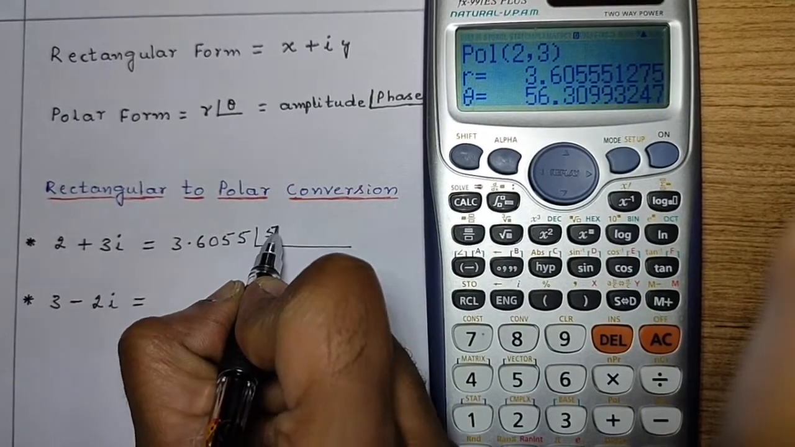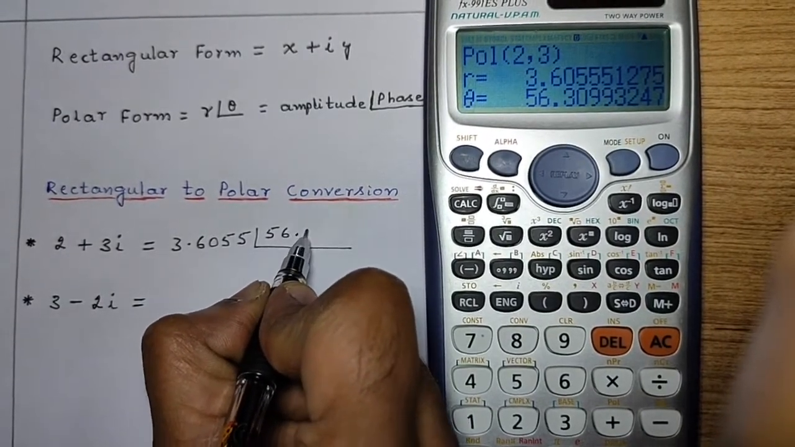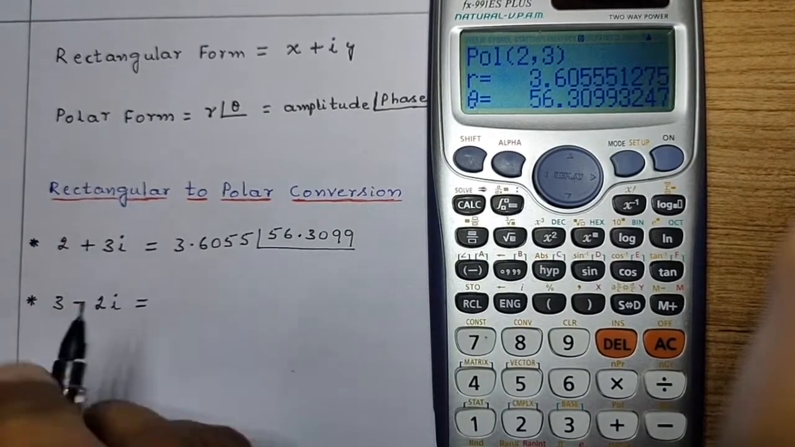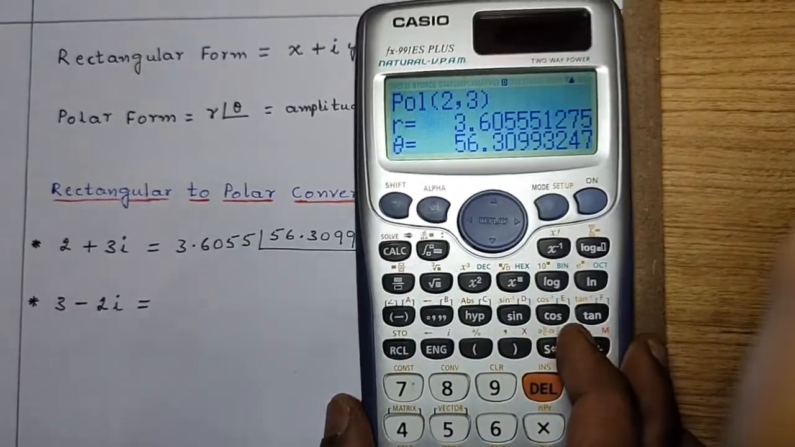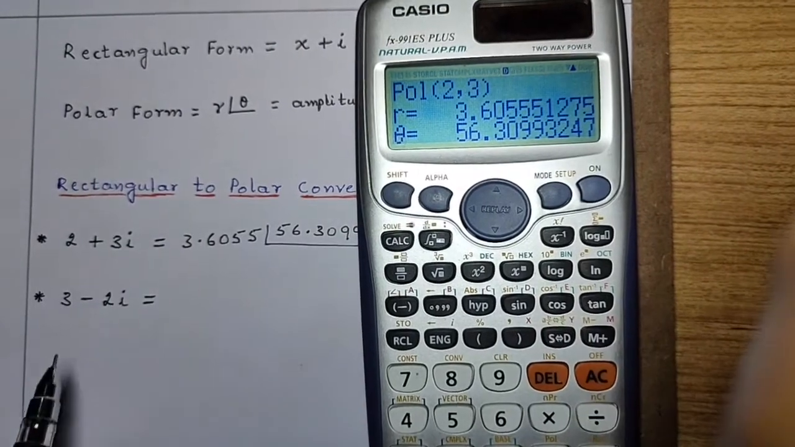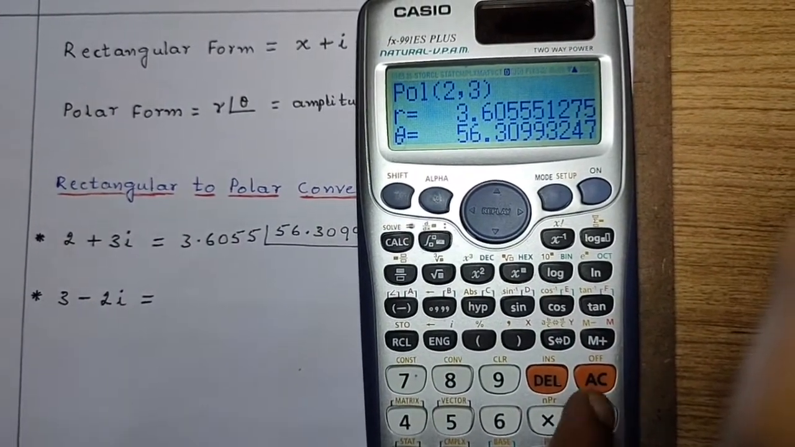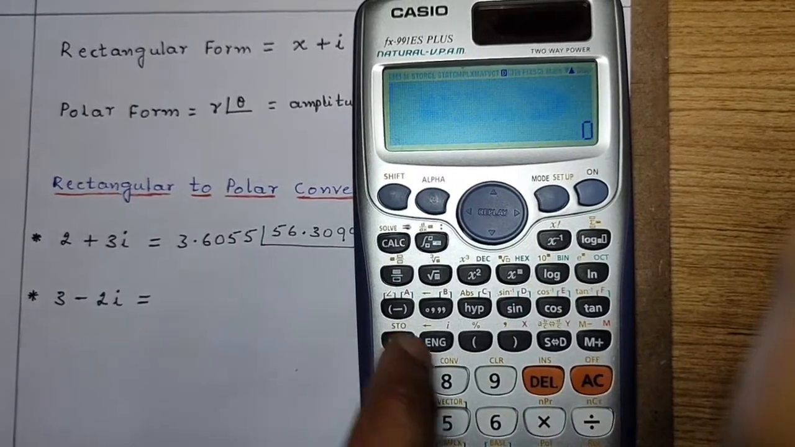Now here we have got it converted to 3.6055 at an angle of 56.3099. Similarly, let us consider the second example, which is having a negative value. Let us follow the same steps.